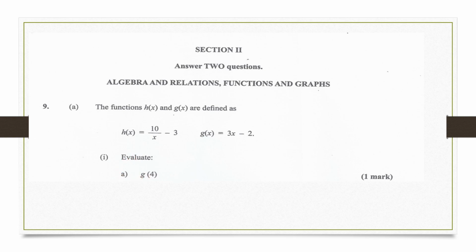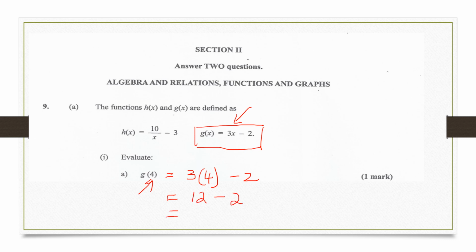So in this case, we are using this function g of x, which is equal to 3x minus 2. So g of x is equal to 3 times 4 minus 2. So the x was there, and we're replacing it with 4. 3 4s are 12 minus 2. 2 from 12 is equal to 10.